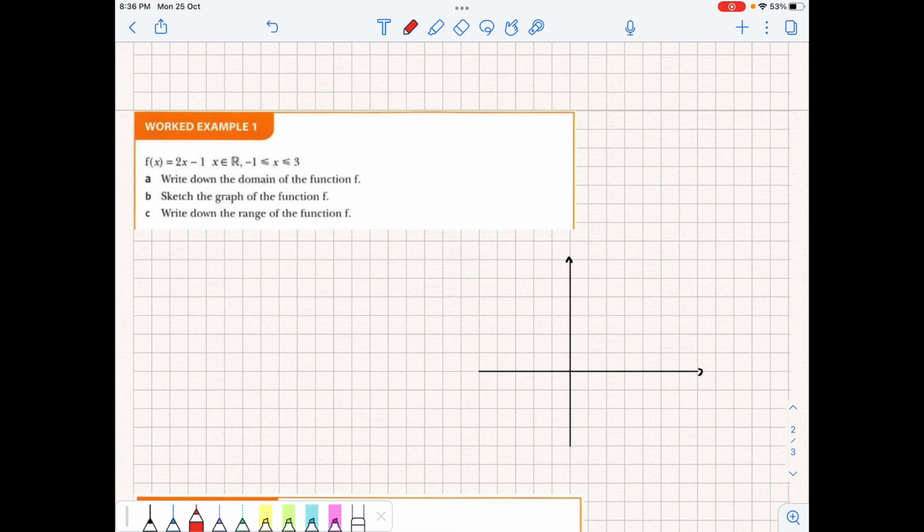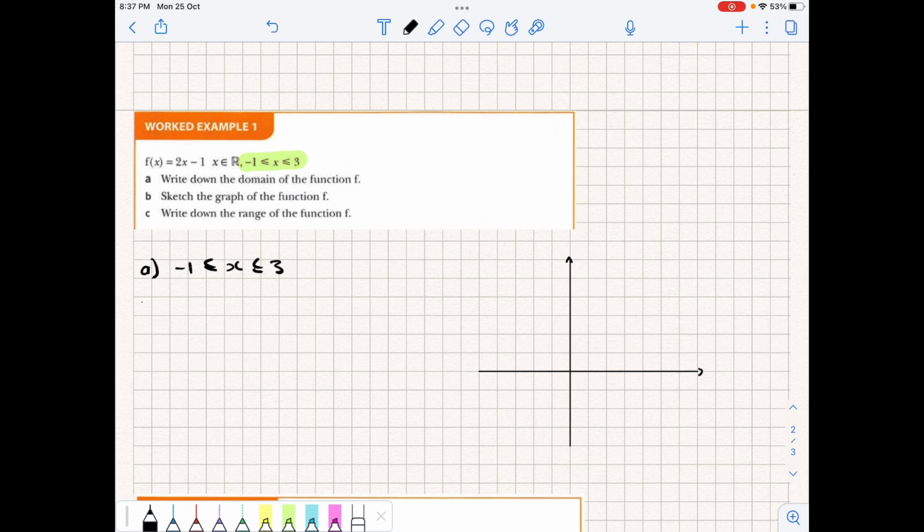Here we have a function f of x equal to 2x minus 1. x is any real number, and very importantly, we are given a domain restriction, right? So we're saying we're only interested in the values of x between -1 and 3. Now the first question is actually quite simple. They say write down the domain of the function f. Well, they've stated the domain, and so we can just simply state it again. These are the only values of x that we are interested in. Remember, in our function, x is the independent variable, and so it will set the domain.